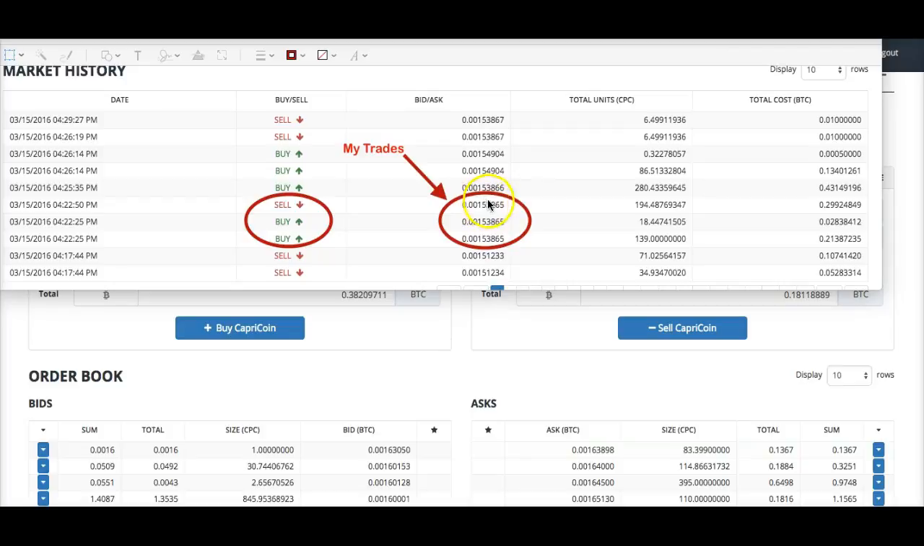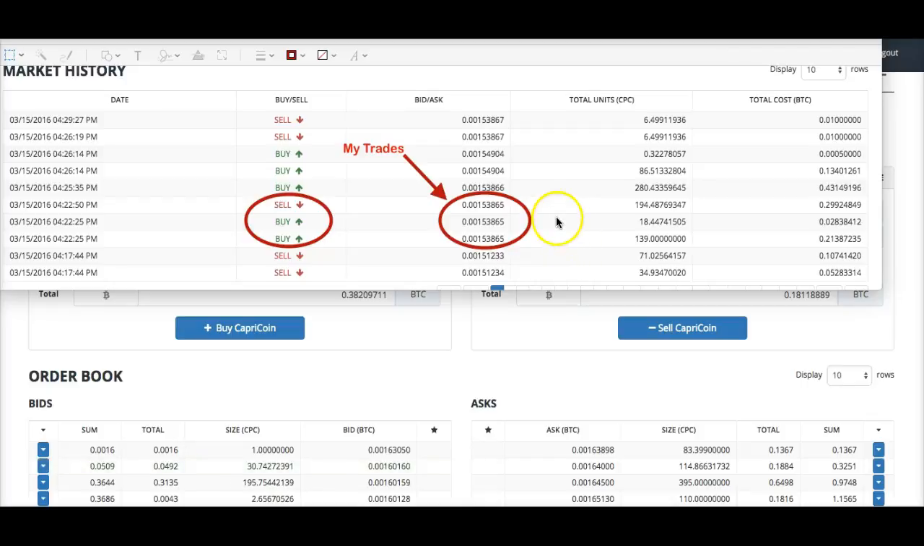So first of all, I got a screenshot here that I took of a trade that I made earlier today. And if you see here, these are the three trades that were made. 3 times where I purchased Capricoin. It was really one transaction, but it took 3 different transactions to fill it.